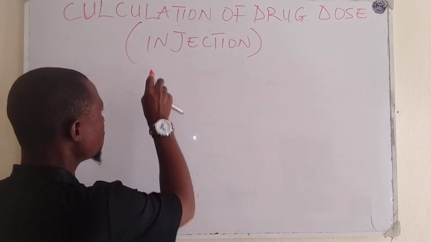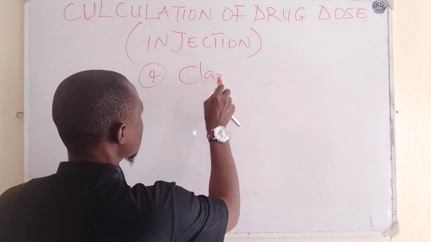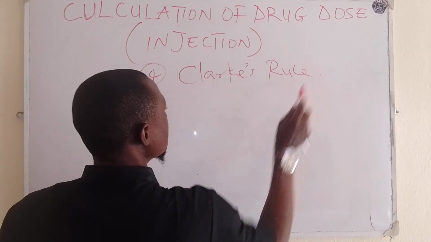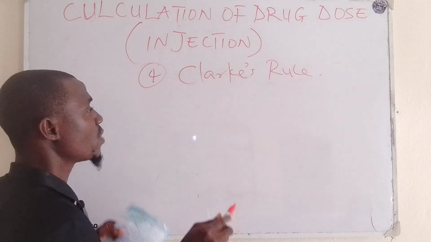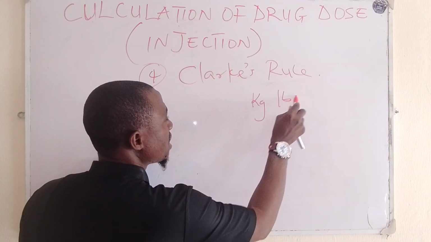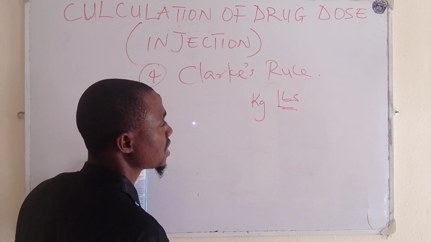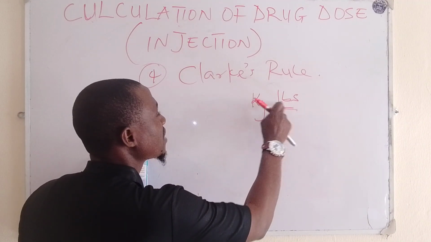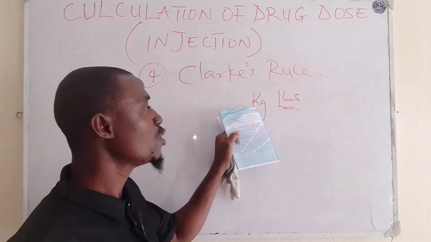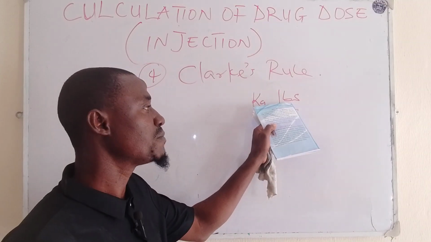Now, the fourth one, which is based on weight, is Clark's rule. This Clark's rule is also based on weight, but the weight is not in kilograms, but rather in pounds. We have already mentioned the formula previously. You can review your note and see the formula. So the weight is in pounds and not in kilograms. If you are in a country where we use kilograms as our unit of measuring weight, you have to convert.